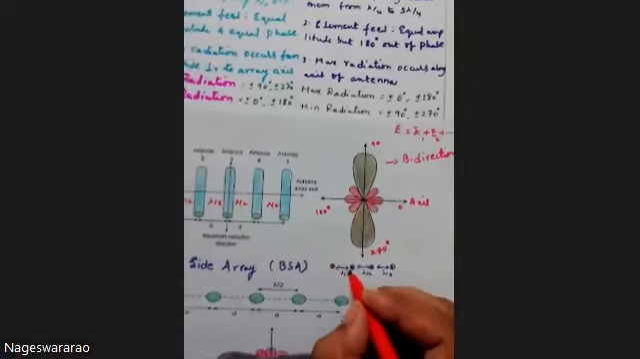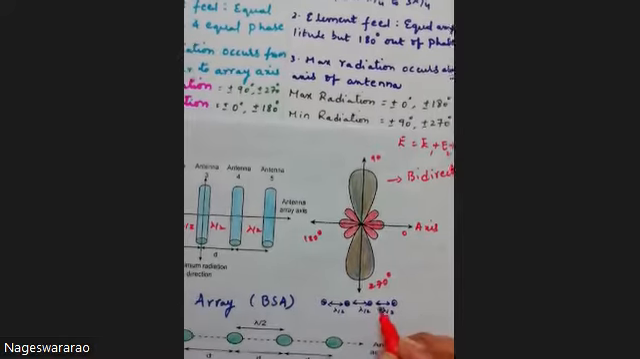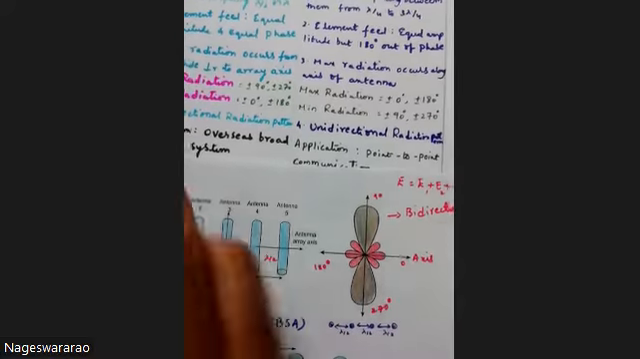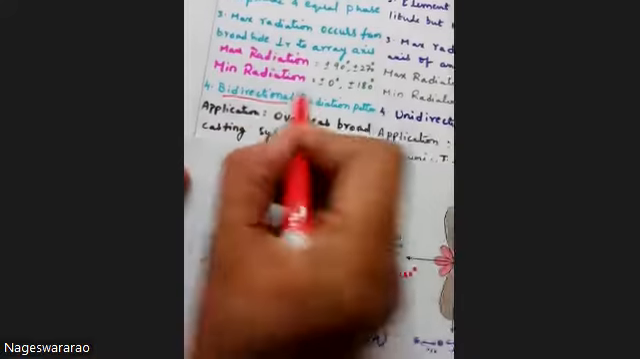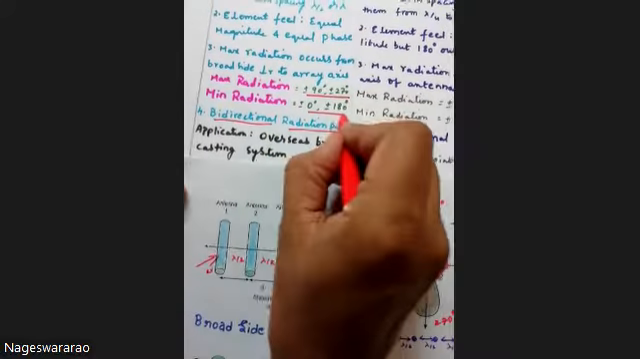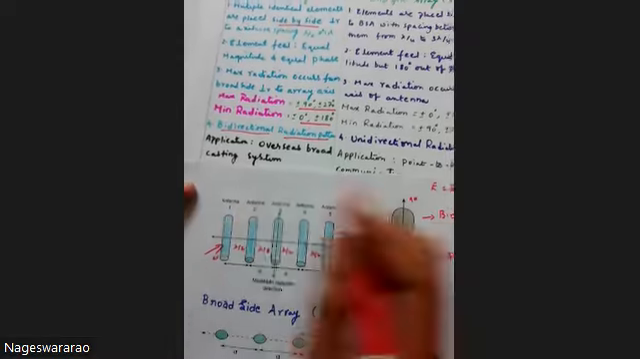In broadside array case, all elements will be fed with equal magnitude and equal phase. And here the output pattern will be a bidirectional radiation pattern. Our maximas at 90 and 270, minimas at 0 and 180. Okay. Next, we will go with the case of end fire array.